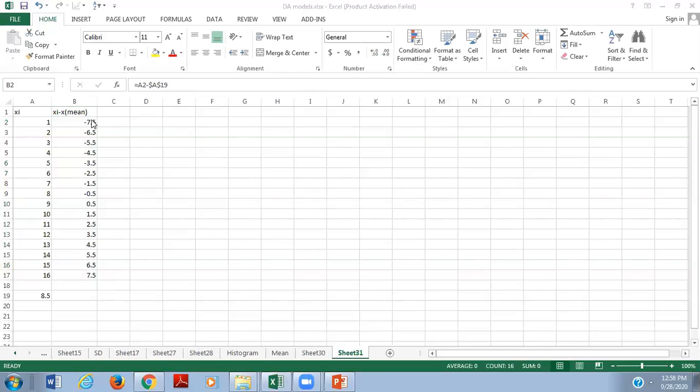Okay. Now after dragging, I got the values of xi minus x bar, that is the mean. Now what I have to do? I have to square this value, right? That is according to the formula, xi minus x bar, squared. I have to square this value.